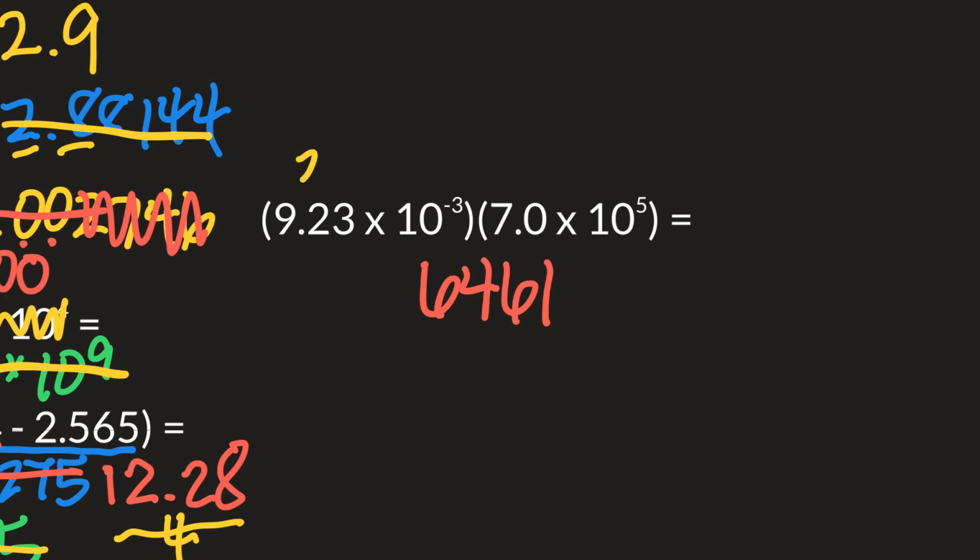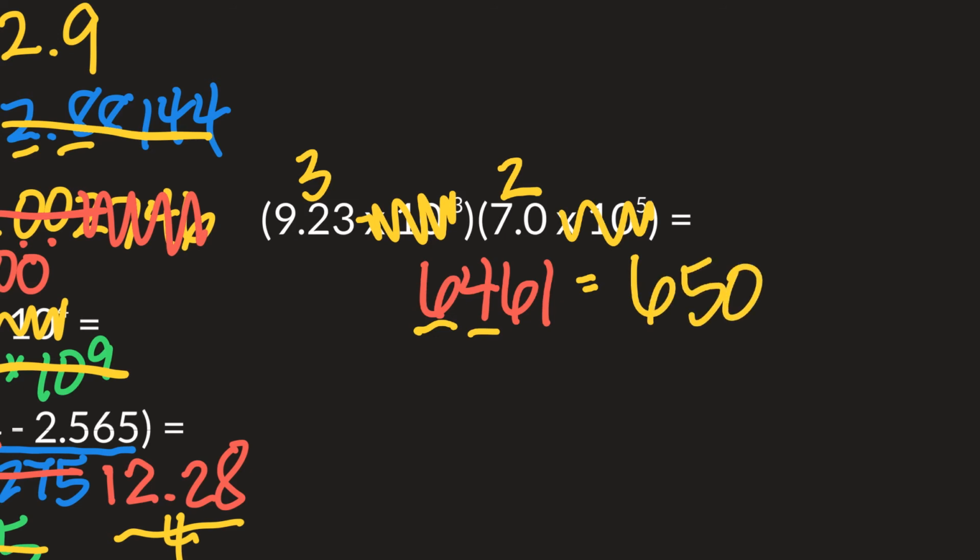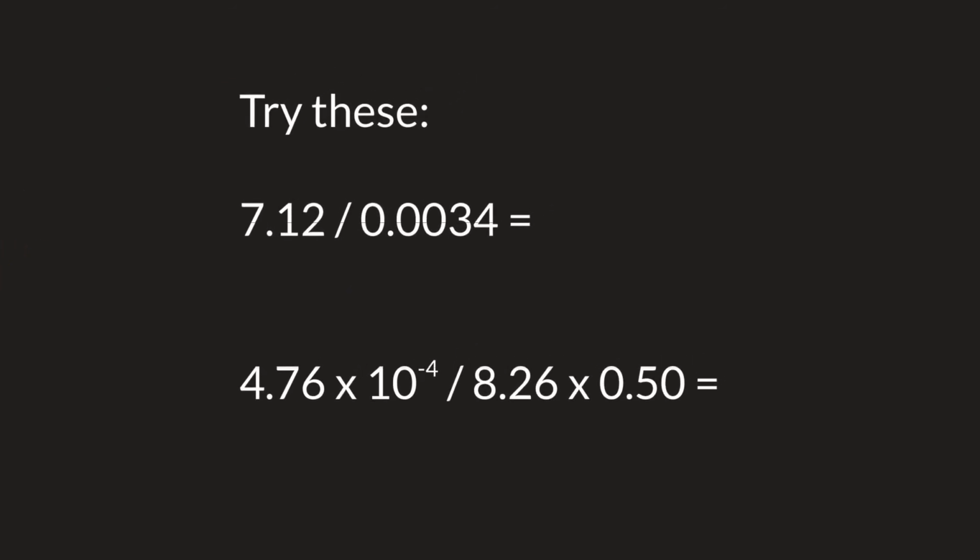This number has 3 sig figs. I'm going to ignore the scientific notation. But this number has 2 sig figs, right? That 0 is significant. So 1, 2 means I'm going to round this up to 6,500. And as long as I don't put a decimal there, those zeros do not count. All right. Finally, I have 2 more. I want you to take a second and try these before I give out the answer.